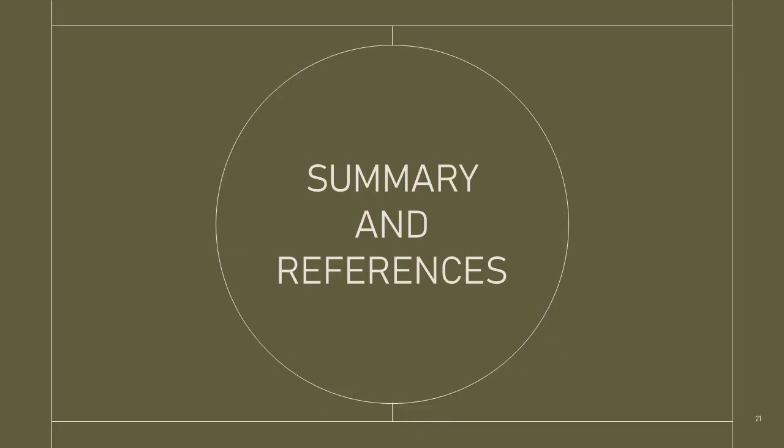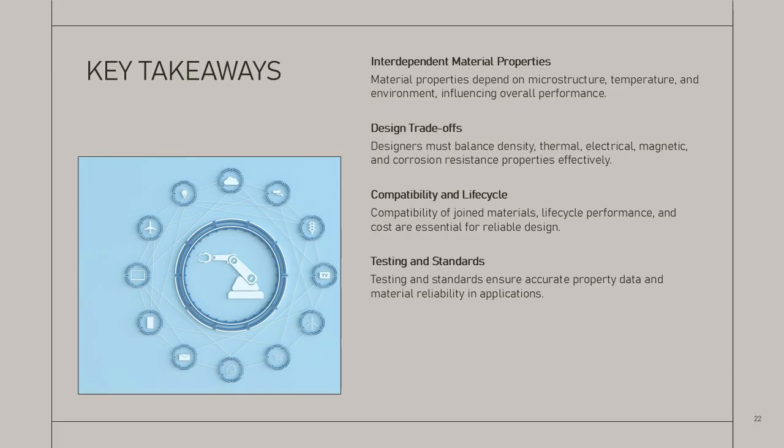Finally, let's summarize key takeaways and point you to references for deeper study. Material properties are interdependent and influenced by microstructure, temperature, and environment. Designers must consider trade-offs among density, thermal and electrical behavior, magnetic characteristics, and corrosion resistance. Compatibility between joined materials, life cycle performance, and cost are critical factors.